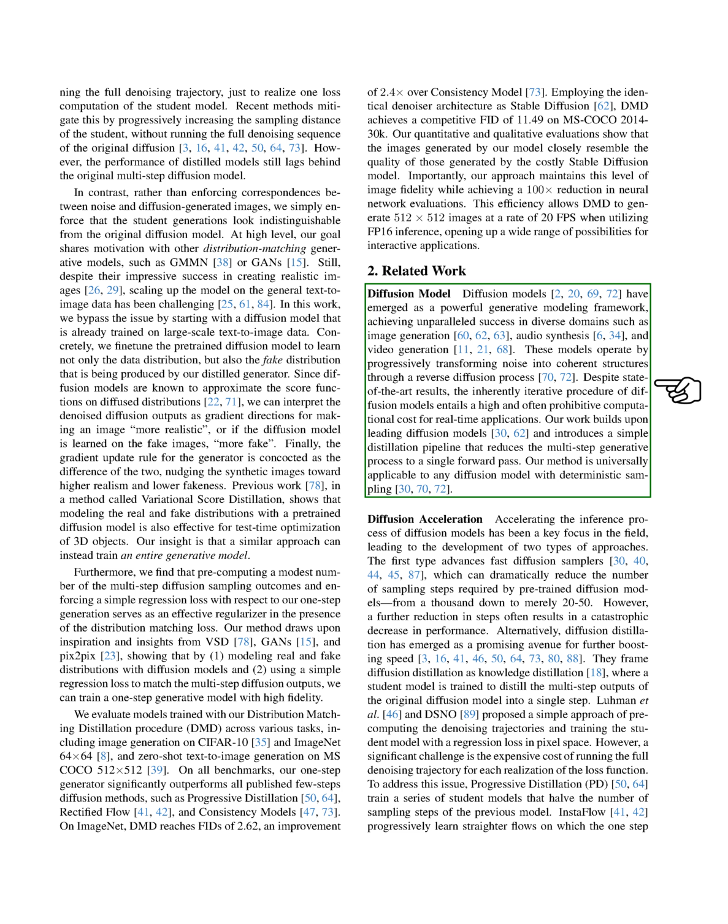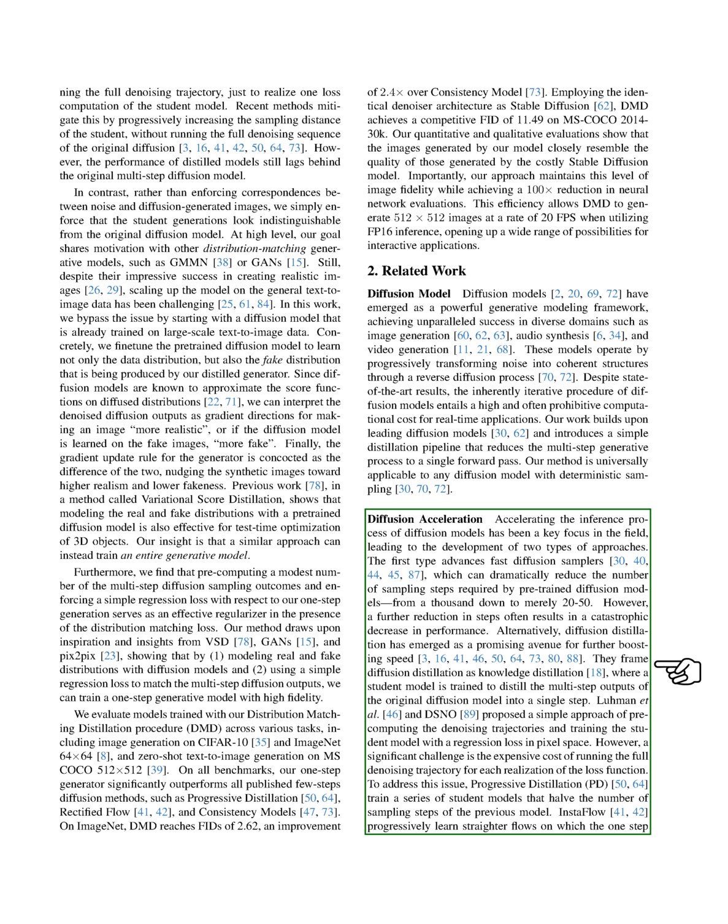Diffusion models have emerged as a powerful generative modeling framework, achieving unparalleled success in diverse domains such as image generation, audio synthesis, and video generation. These models operate by progressively transforming noise into coherent structures through a reverse diffusion process. Despite state-of-the-art results, the inherently iterative procedure of diffusion models entails a high and often prohibitive computational cost for real-time applications. Our work builds upon leading diffusion models and introduces a simple distillation pipeline that reduces the multi-step generative process to a single forward pass. Our method is universally applicable to any diffusion model with deterministic sampling.